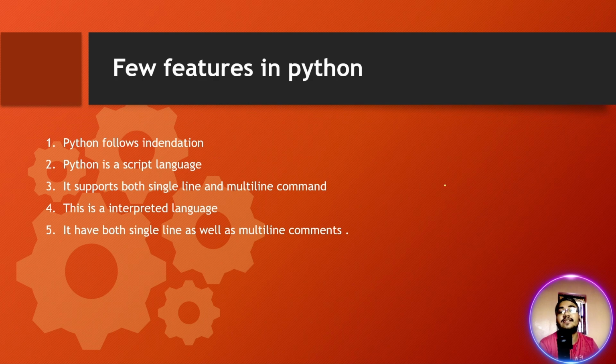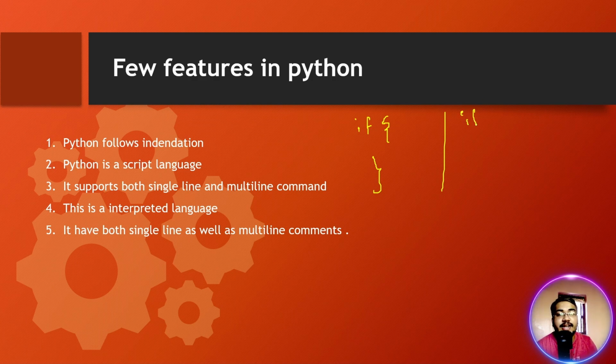Python follows indentation. So what is an indentation? If you look at C programming or Java programming or C++ programming, whenever you are writing anything under an if-else condition or in a loop, you have to give the parenthesis or bracket, right? But in the case of Python, there is no concept of parenthesis to denote that a particular block of code is under one particular condition or under any particular loop or something like this.